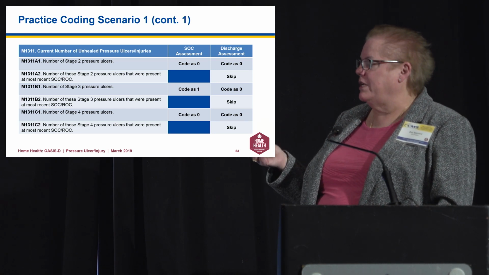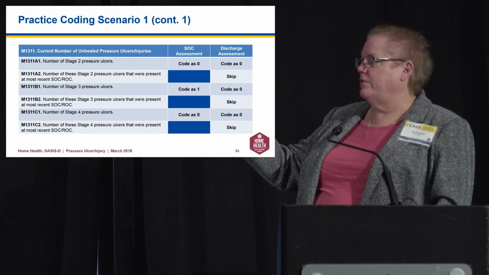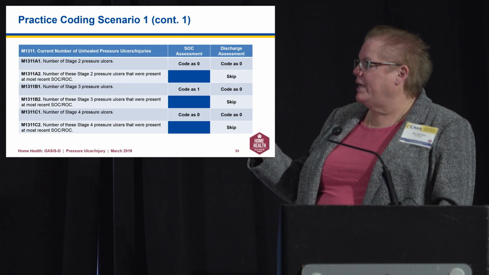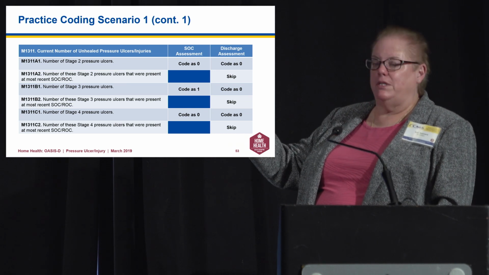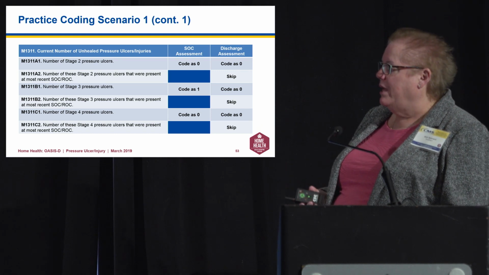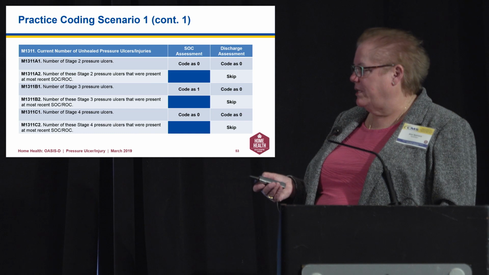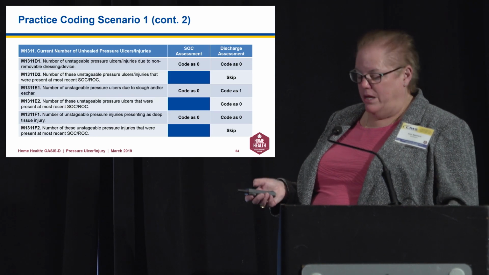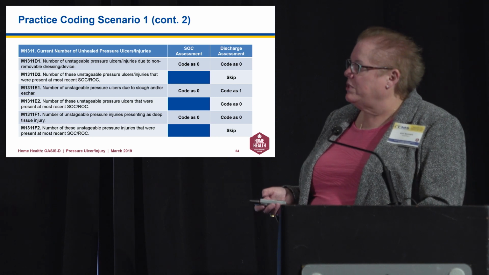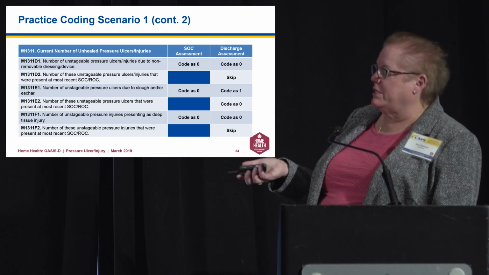The next one is the stage 3 pressure ulcers. We had 1 at the start of care, and we didn't have any at discharge. And then it asks us, of these stage 3s present at discharge, again, we have 0, so it's an automatic skip. And then we don't have any stage 4s, so we'd skip out of this. And then here we go into the unstageables. So we didn't have any non-removable dressing, so 0, 0 and a skip.